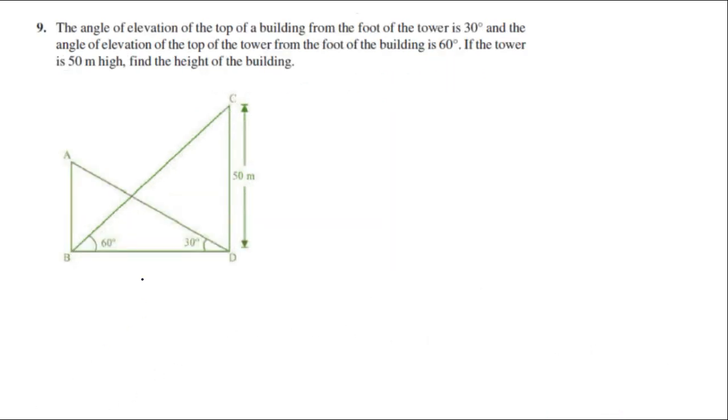Question 9. The angle of elevation of top of the building from the foot of the tower is 30 degrees and the angle of elevation of top of the tower from the foot of the building is 60 degrees. If the tower is 50 meter high, find the height of the building. In this question, I have considered CD to be the tower, which is 50 meter high, and AB to be the building.